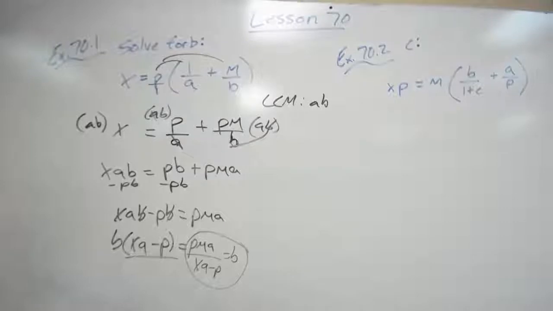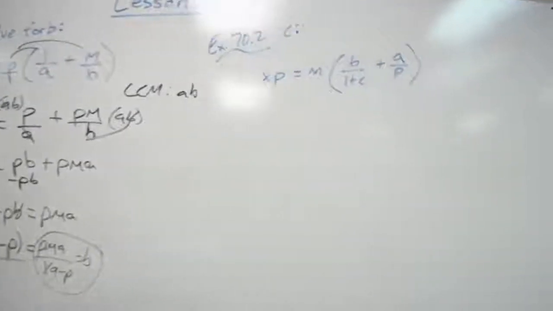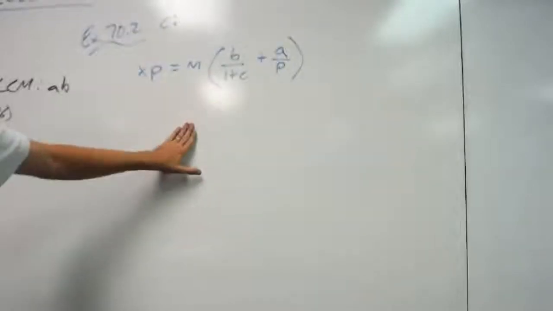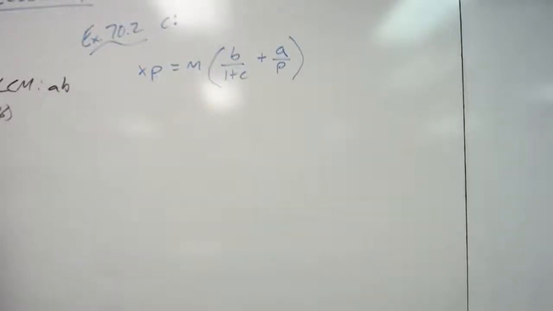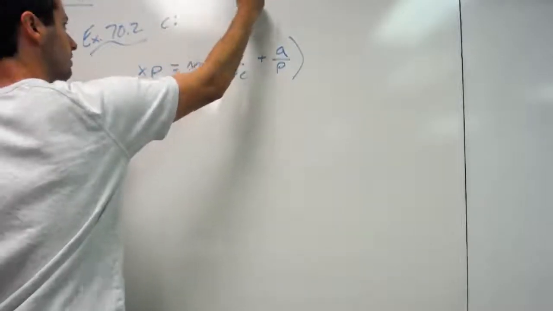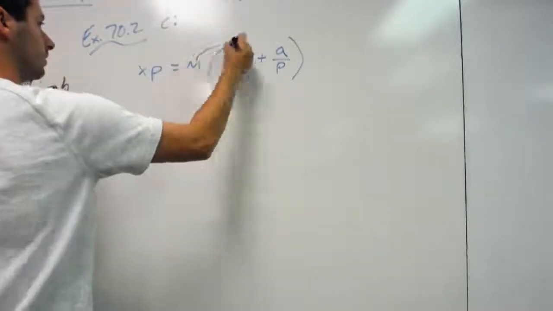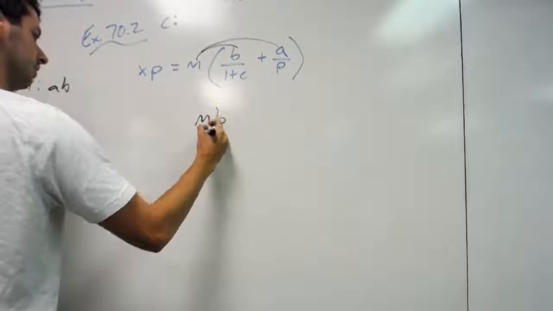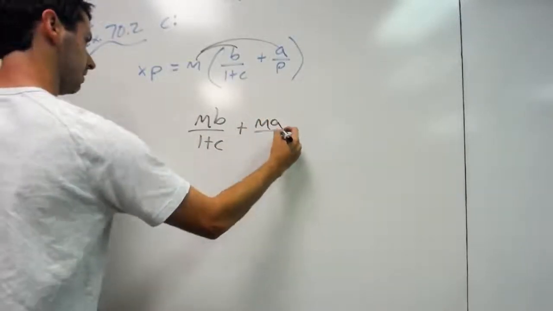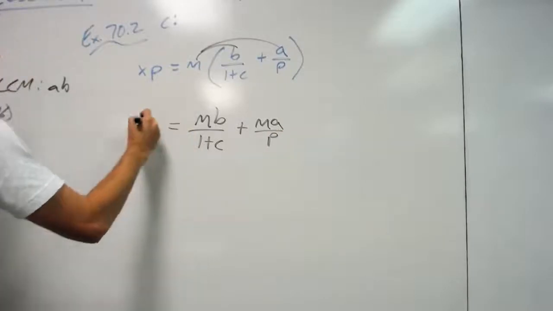Easy as that. Let's look at one more example. It tries to add one thing. It adds a sum in the denominator here. We start the same way. All right, and we're solving for c. So first we distribute: mb over 1 plus c, plus ma over p, equals xp.